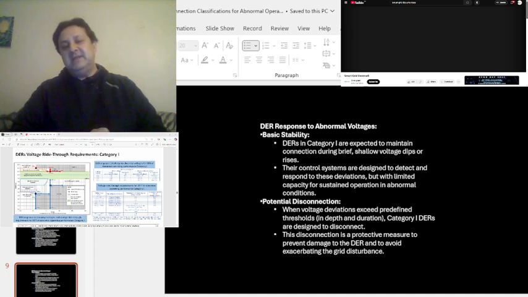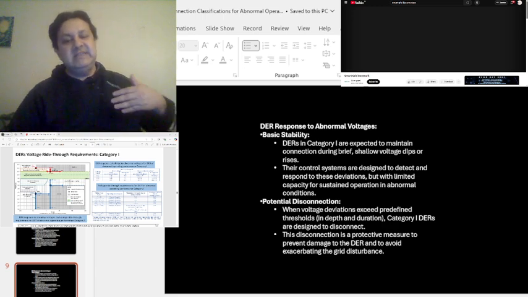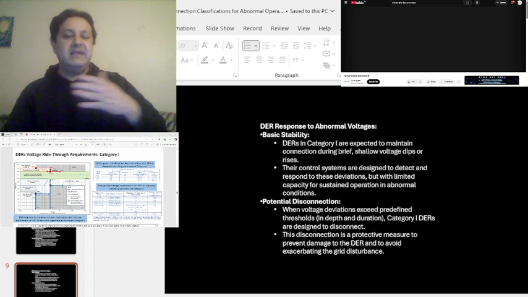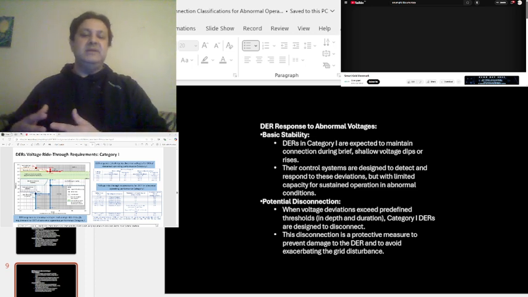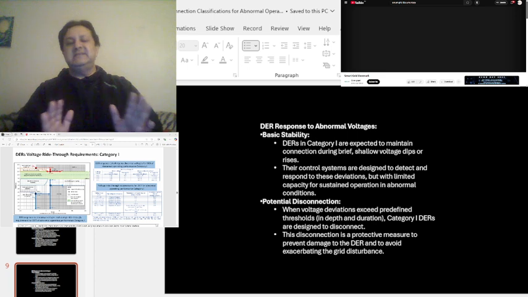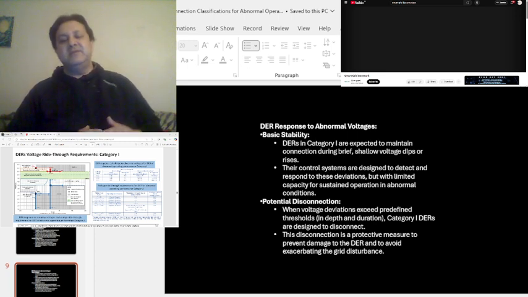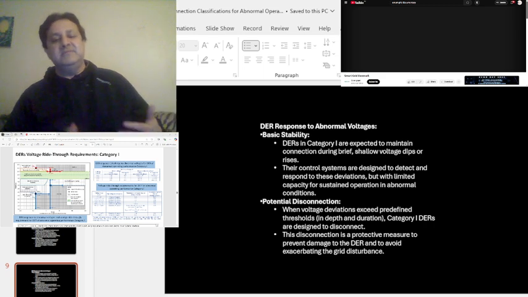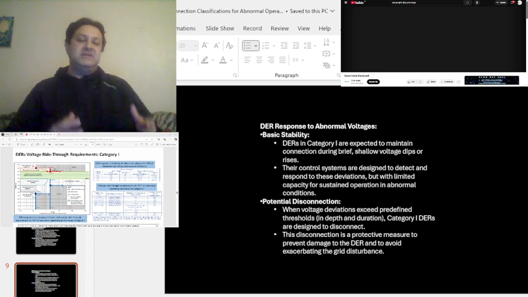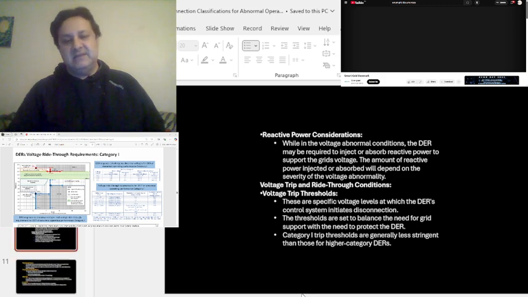Then the potential disconnection: when voltage deviations exceed predefined thresholds in depth and in duration, category 1 DERs are designed to disconnect. This disconnection is a protective measure to prevent damage to the DERs and to avoid grid disturbances. So this is the potential disconnection we talk about, and we spoke about the basic stability.